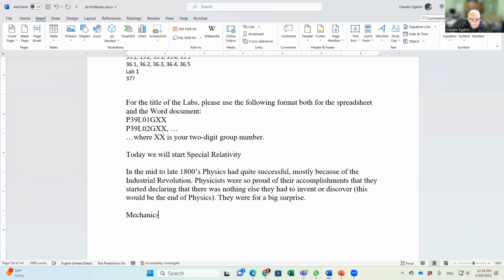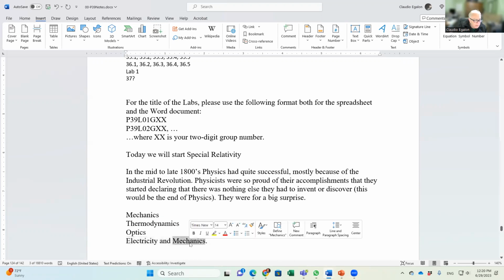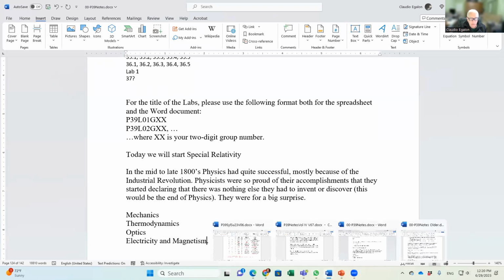So we had mechanics, which you have already studied. We had thermodynamics. We had optics, right? Wave optics and geometrical optics. And you had electricity and magnetism, which had been combined into a single theory with the work of James Clerk Maxwell.